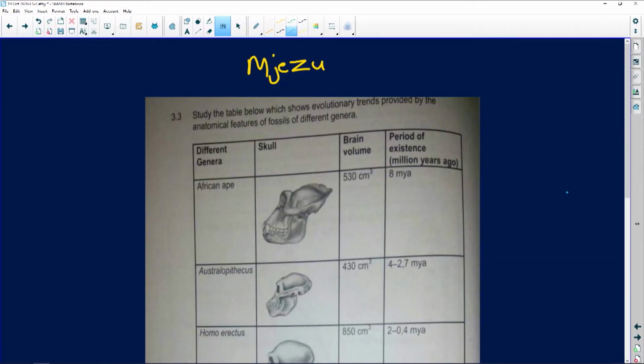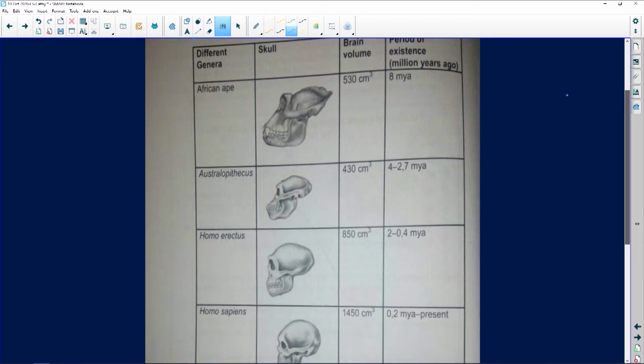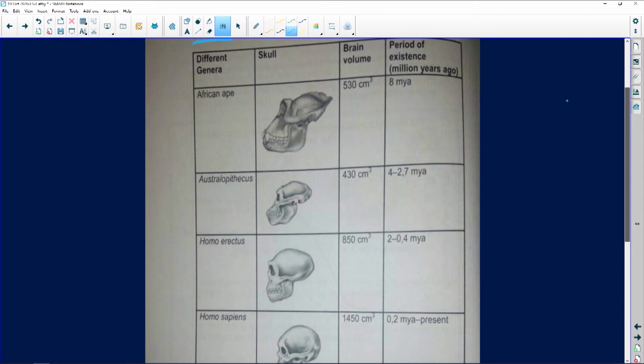The next one, and this actually looks like quite an interesting question, is Njezu's question. And what do we have here? It says, study the table below that shows the evolutionary trends provided by the anatomical features. Anatomical means what is on the anatomy of fossils of different genera. Now, what have we got? Let's see if I can fit everything in together.